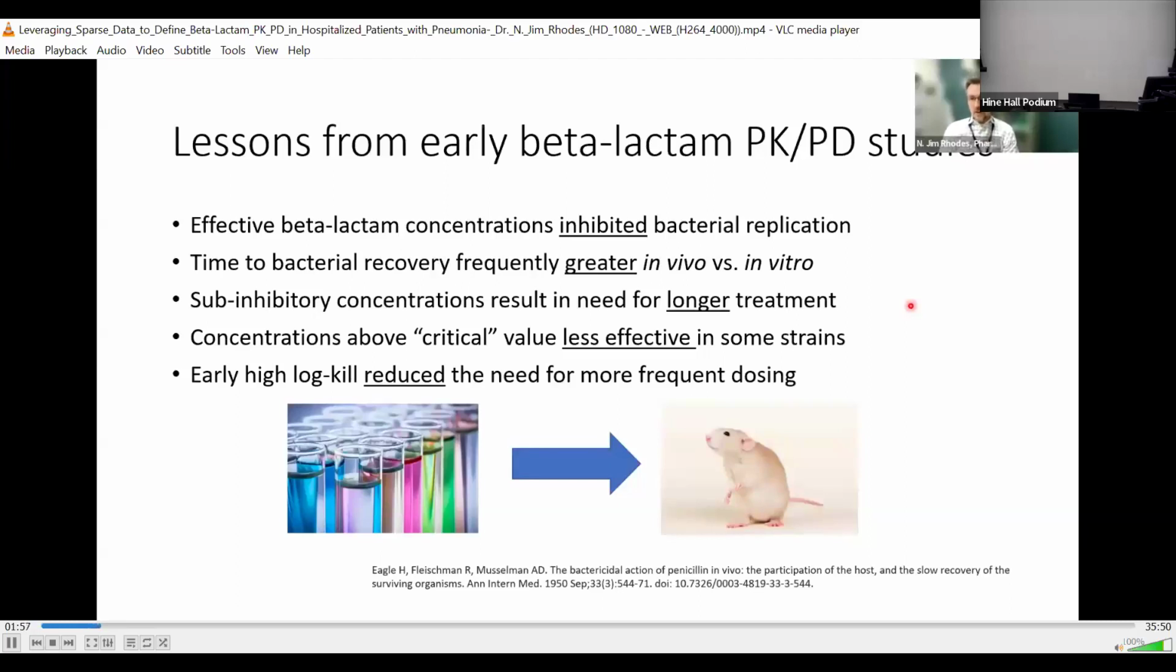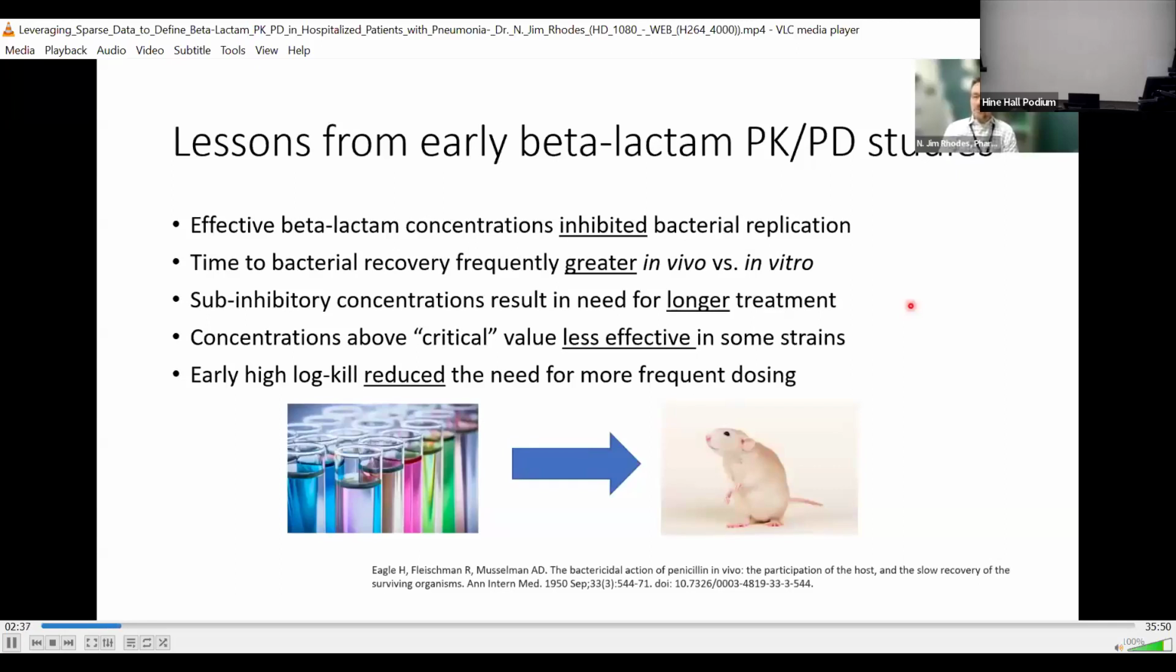But what lessons can we garner from some of the earliest work that was done exploring the pharmacology of these agents? If we turn back the clock and look at some of the early work done by Harry Eagle as well as others, what we see is effective beta-lactam concentrations arrested bacterial replication. So that was really the first sign that these were potentially effective therapeutics with broad activity. Another interesting insight that was garnered was that the time to bacterial recovery was frequently greater in vivo versus in vitro. Again, suggesting that there was a role above and beyond maybe necessarily the antibiotic itself.